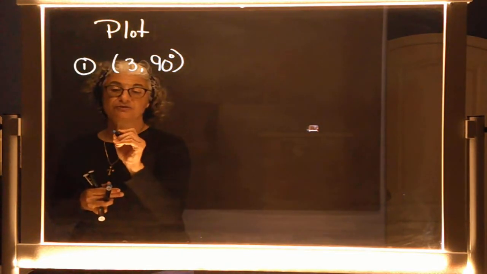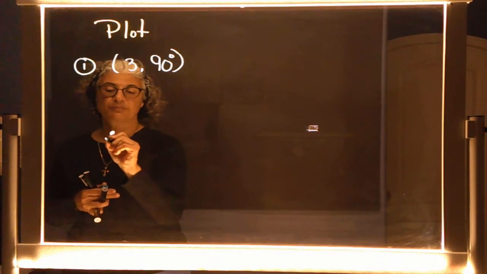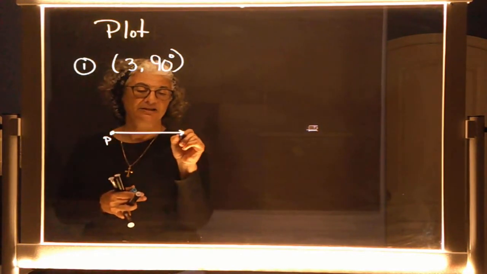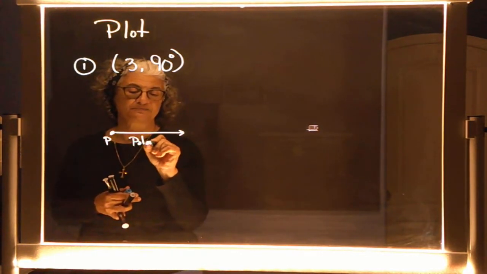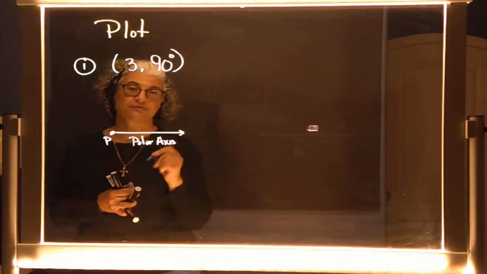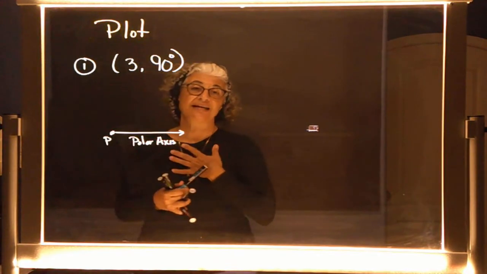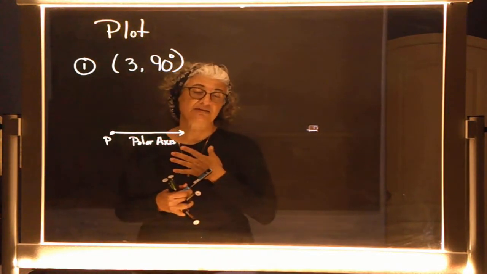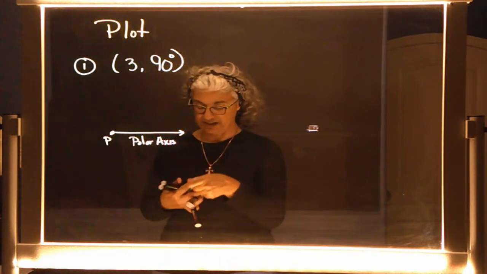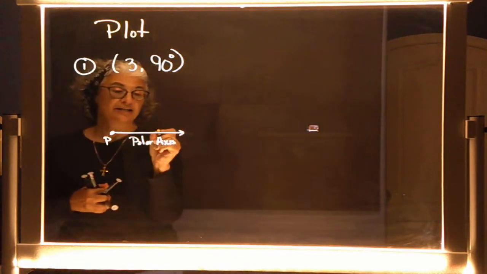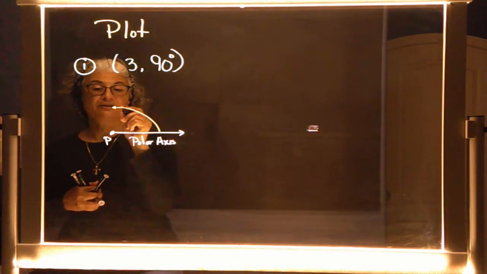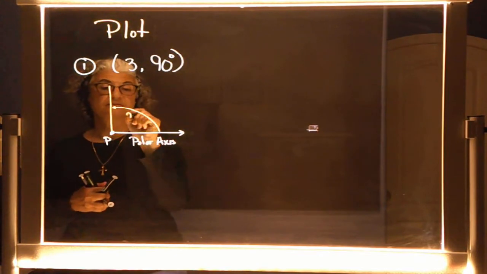So here's the deal. First and foremost, I'm going to get the pole down, and then I'm going to get the polar axis down. So what works best for me is this. I am going to look at the angle first. That's the easiest way for me to plot these. So since this is a 90-degree angle, I know that I'm going to end up right here at 90 degrees.